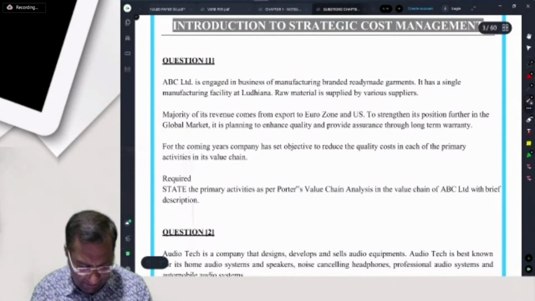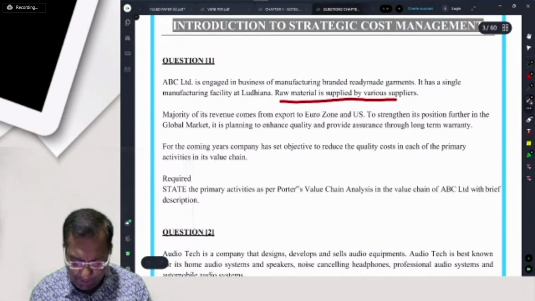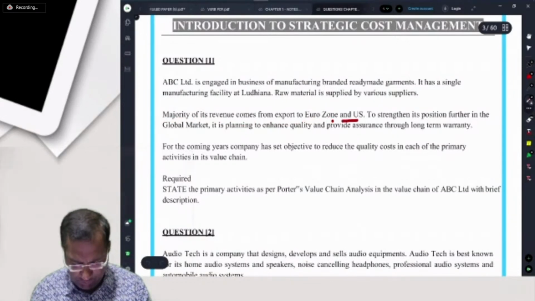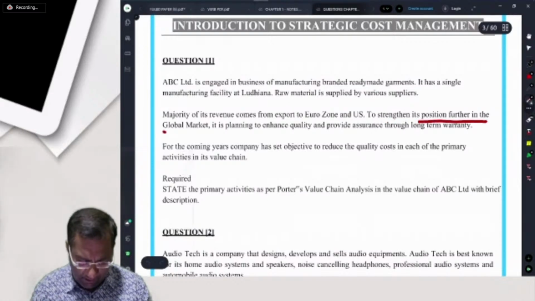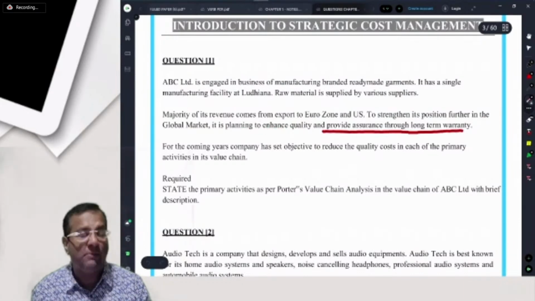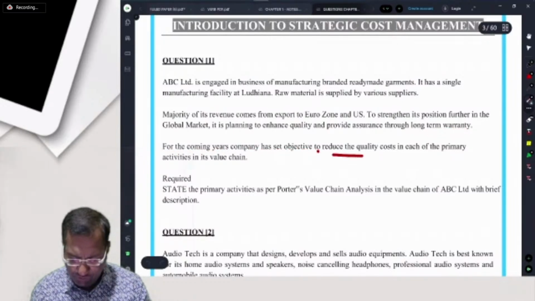It has a single manufacturing facility at Ludhiana. Raw material is supplied by various suppliers. Majority of its revenue comes from export to Eurozone and the US. To strengthen its position further in the global market, it is planning to enhance quality and provide assurance through long-term warranty. For the coming year, the company has set the objective to reduce the quality cost.